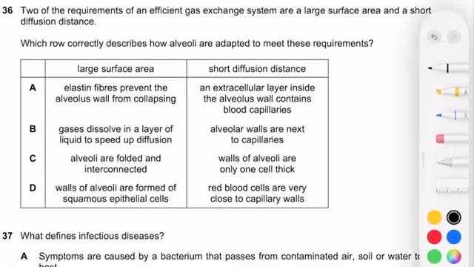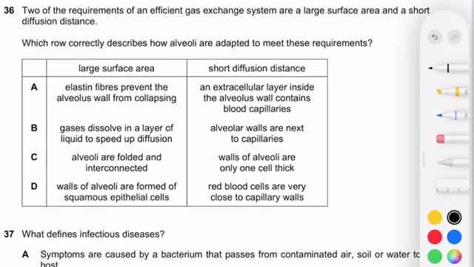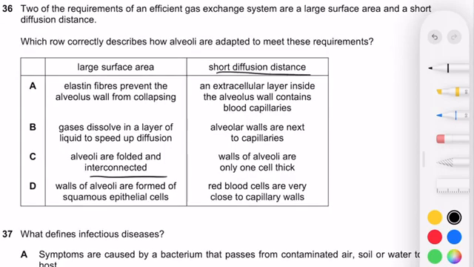Two of the requirements of an efficient gas exchange system are a large surface area and a short diffusion distance. Which row correctly describes how alveoli are adapted to meet these requirements? Large surface area. Okay, so in order to increase the large surface area, of course, the alveoli are folded. That's how we know them. So yes, they are folded and interconnected. That is true. Short diffusion distance.